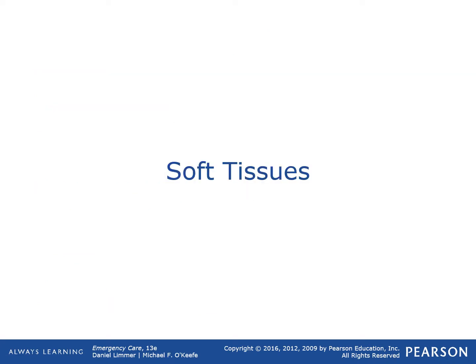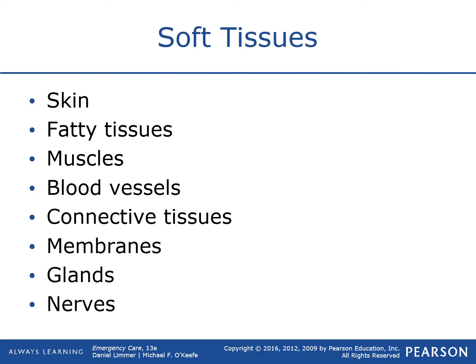So let's jump right into soft tissue. We're going to start with some anatomy and physiology review and then go a little bit further. So what is soft tissue? That really includes most of our body that's not actual organs or bones. So we include the skin, fatty tissue, muscle, blood vessels, connective tissues, membranes, glands, and nerves.